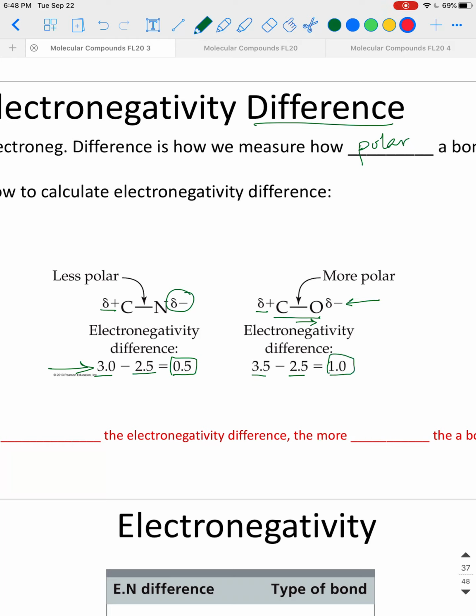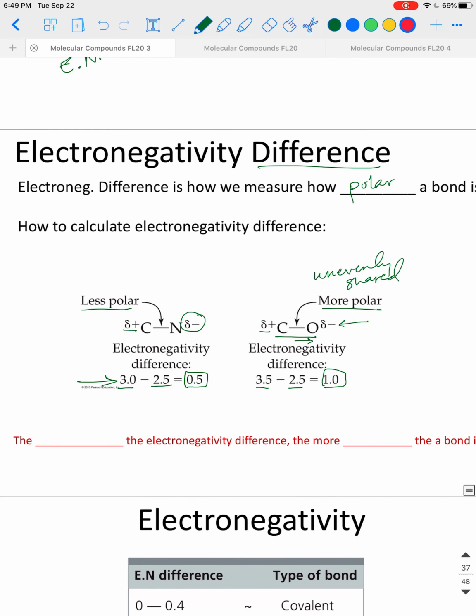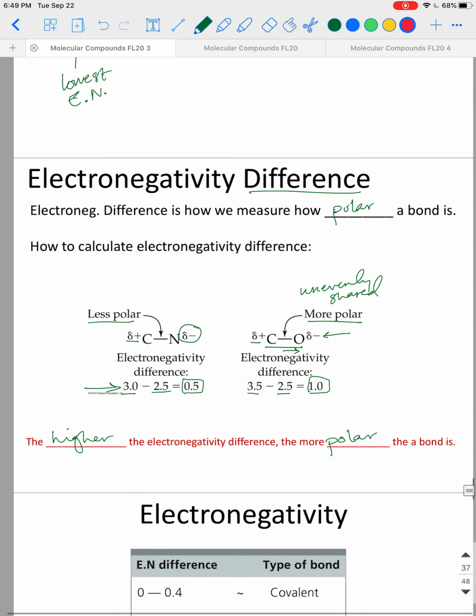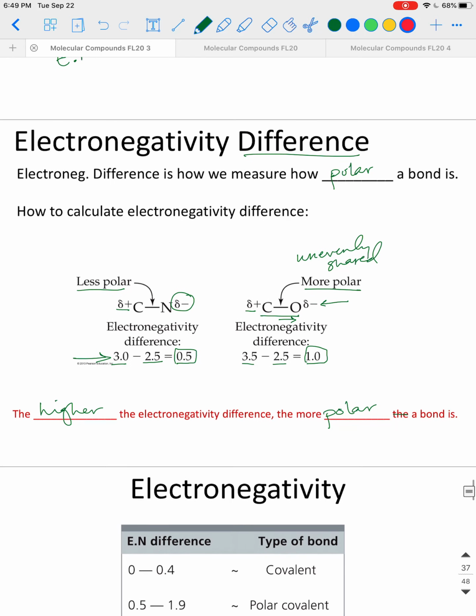So if we're comparing bonds, what we're saying is that the carbon-oxygen bond is more polar, the carbon-nitrogen bond is less polar. The electrons are shared more unevenly between carbon and oxygen than between carbon and nitrogen, right? So essentially, the higher the electronegativity difference, the more polar the bond is, all right?